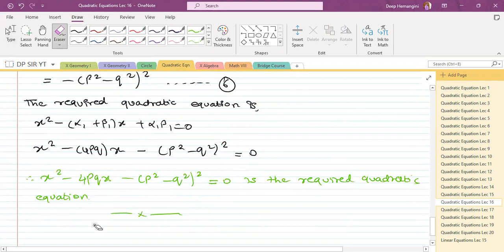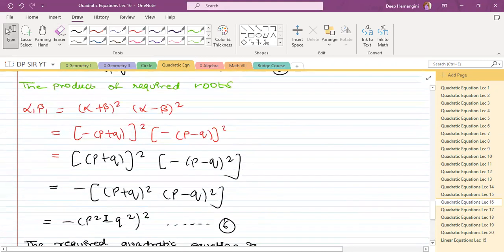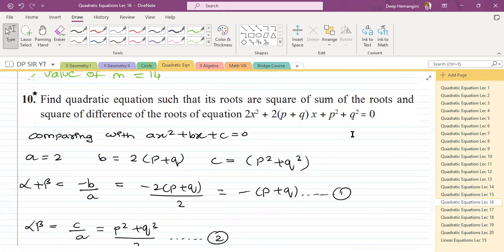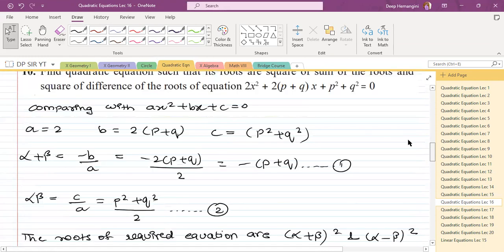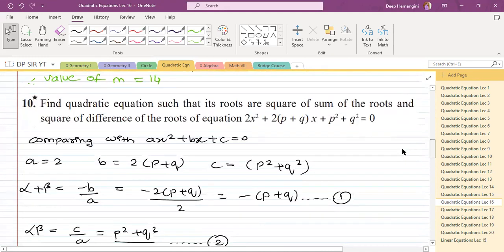Okay, so that's all for today. This question is very important. That is the 10th question, and it may come in the exam for 4 marks. This question may appear in your exam for 4 marks.